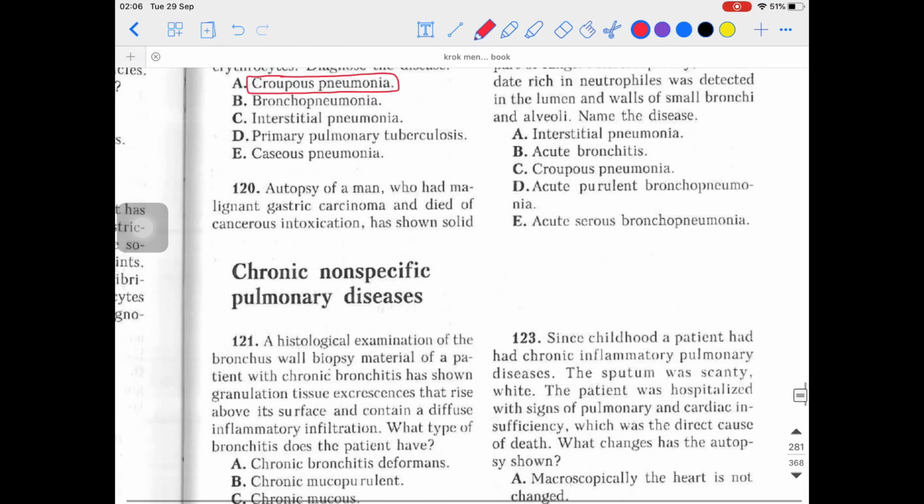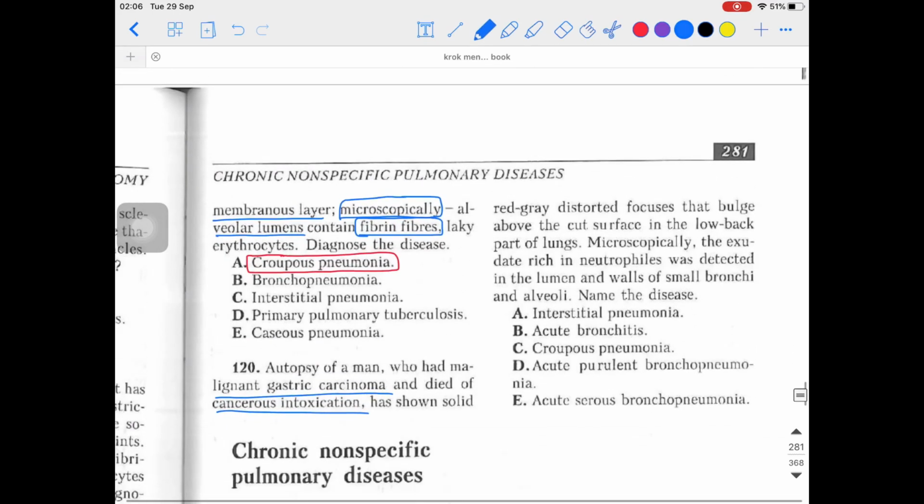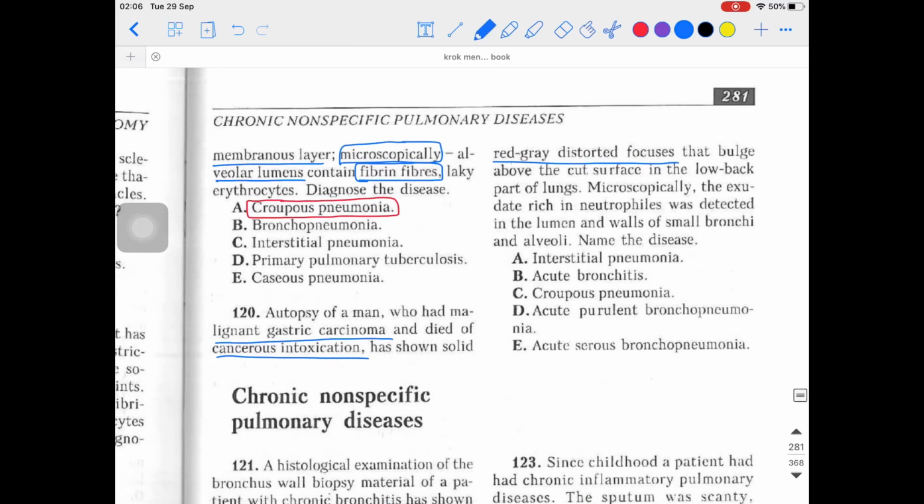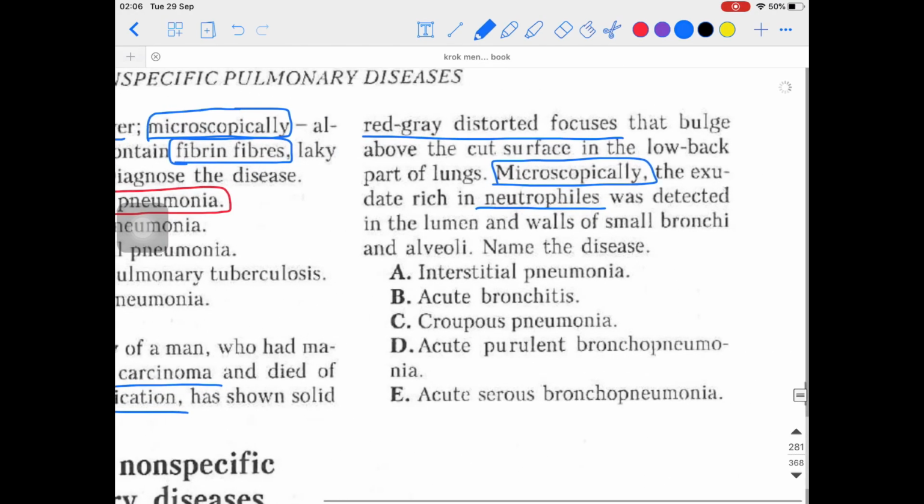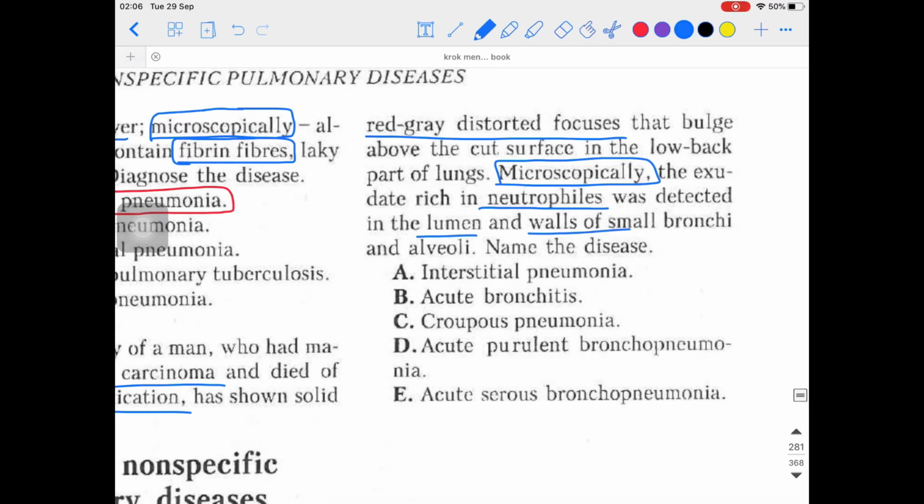Autopsy of a man who had malignant gastric carcinoma and died of cancerous intoxication has shown solid red-gray distorted foci that bulge above the cut surface in the lower back part of the lungs. Microscopically, exudate rich in neutrophils was detected in the lumen and the walls of the small bronchi and the alveoli. So name the disease over here.